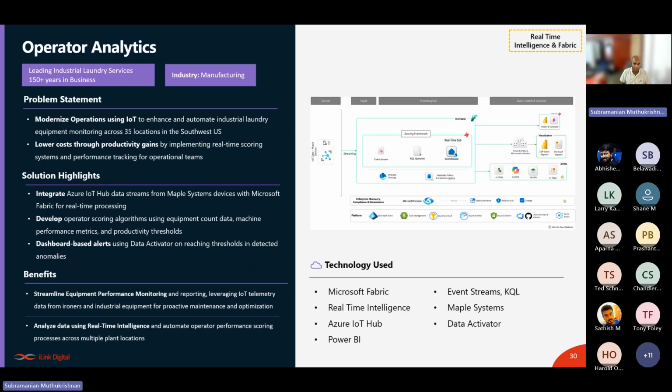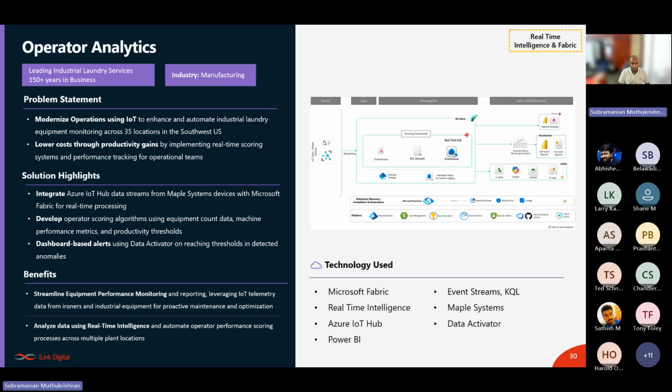hub, which is the Maple systems, into Fabric. Then we developed algorithms on top of KQL for the operators to generate how well their productivity is across different plants and channels. The technology behind this, as you saw, is Fabric RTI, KQL, Data Activator, and Power BI. When we look at the benefits, it's substantial. It helps streamline equipment performance monitoring and reporting, leveraging the IoT telemetry data coming from ironing systems and industrial equipment for proactive maintenance and optimization.